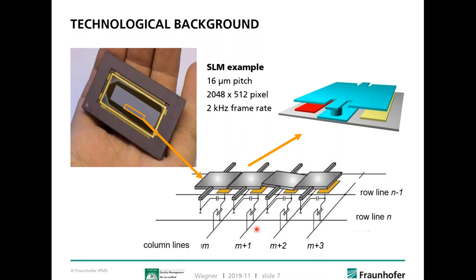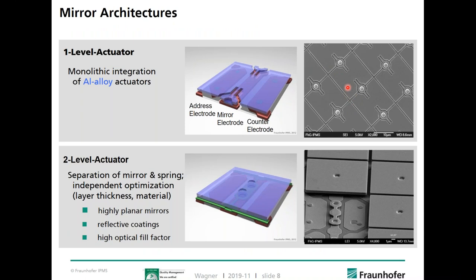On the upper right, you see a SEM picture of such a simple structure. We call that one a level actuator. Mirrors are typically, in our case, aluminum, or the core is typically an aluminum alloy. This is good for demonstration purposes. It's the simple structure. What we do today is more or less 100% what we call a two level actuator, and this is shown on the lower right.